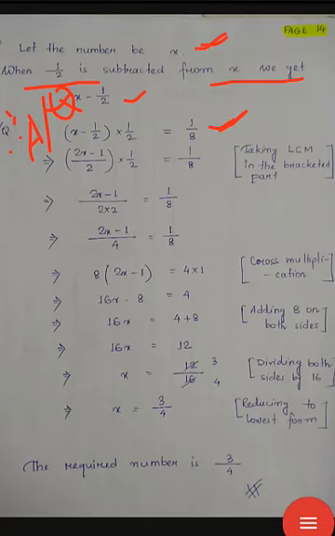Taking LCM in the bracketed part, the calculation is all yours. How you have to proceed, you know it. There are several ways of solving it. You can multiply both the sides by half also.